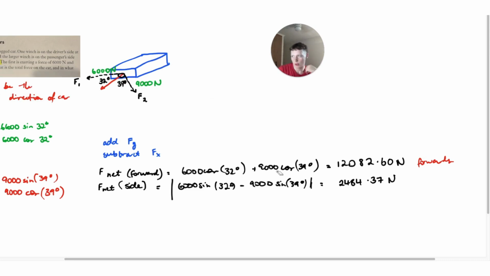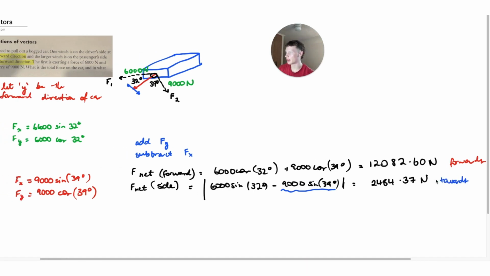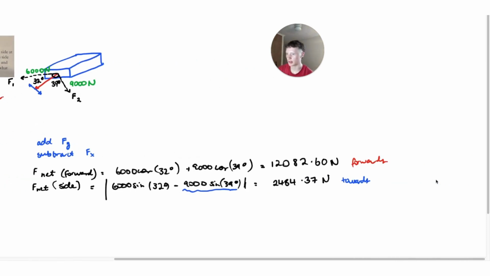And so I just wanted to quickly touch on this. There's a little bit of a point of contention here. I've subtracted these two horizontal components, and that's because I believe that one is acting in this direction, the other is acting in this direction. And so when I did that, this part was larger, meaning that the force is acting towards, I believe, the passenger side. Yes, the passenger side, you could say.